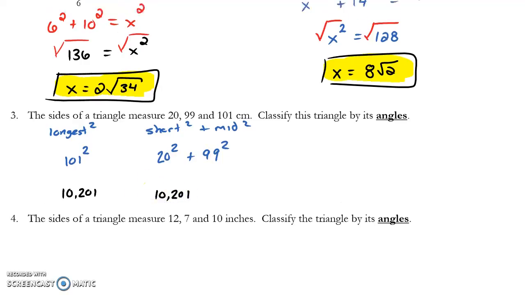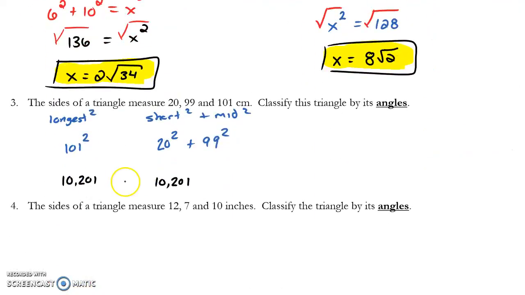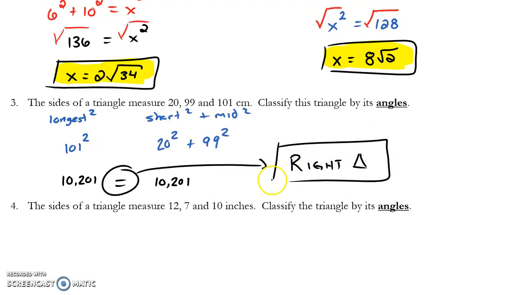Now I compare these. Looking back at my diagram, these two are equal. That makes it a right triangle. By definition, because these are equal, I can conclude that the triangle with these three side lengths is a right triangle. I could say that 20, 99, and 101 are a Pythagorean triple. They represent the Pythagorean theorem, and they are all integers.